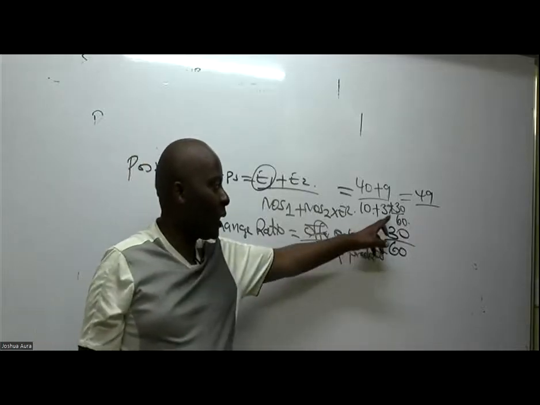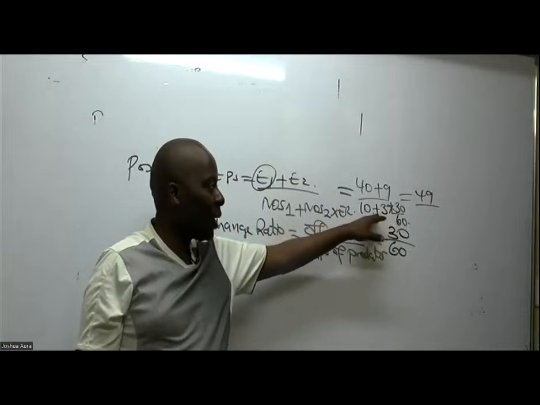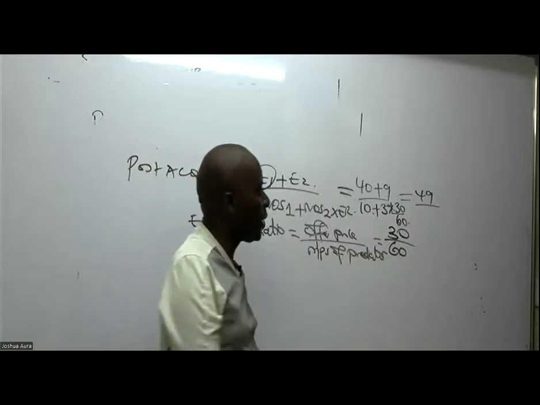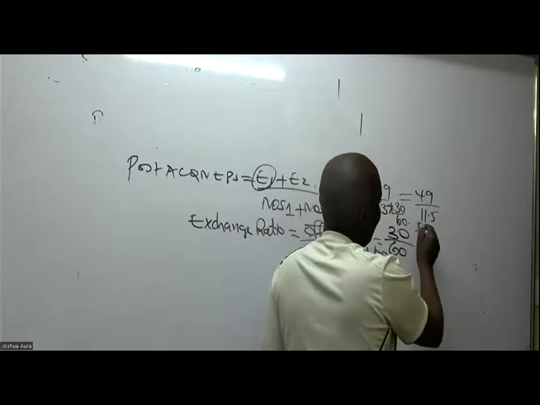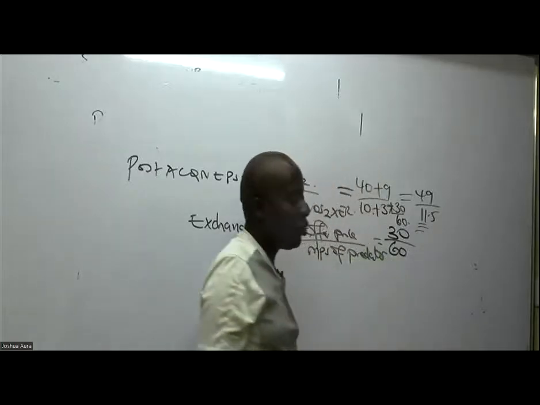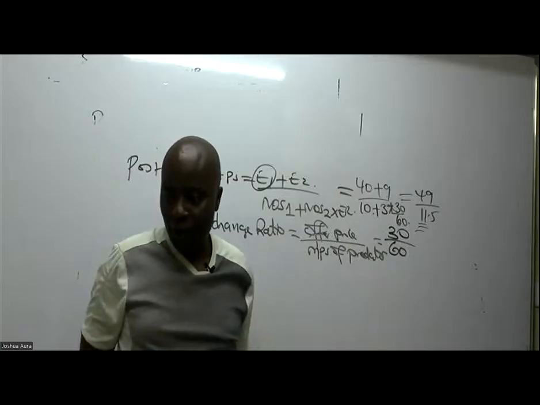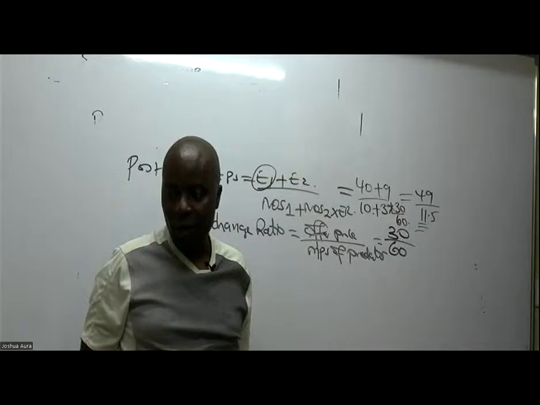It's like this: 3 times 30 over 60 is 1.5. Multiply first, then whatever you get, you add to 10. So this gives me 11.5. So at the end of the day, what will be my final answer? 49 over 11.5 will give me how much?